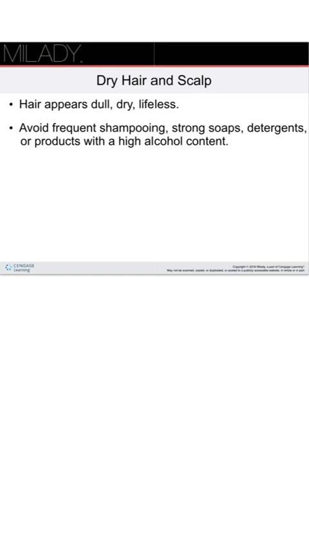Another hair condition that is quite common among our clients is dry hair and scalp. Hair that is dry on a dry scalp will appear dull, dry, and just lifeless. You want to avoid frequent shampooing, strong soaps, detergents, or products with a high alcohol content. These products can further aggravate the condition of dry hair and dry scalp.